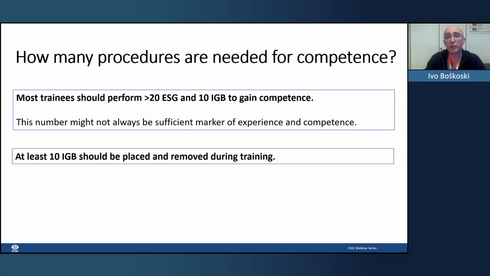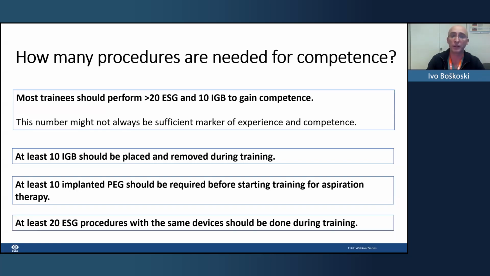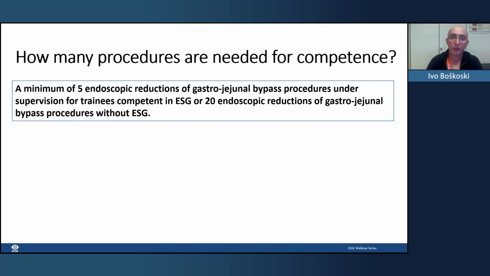So you have to place at least 10 intragastric balloons and remove them during your training. You need to implant at least 10 aspirating devices before starting the treatment with aspiration therapy or the basic PECs, and at least 20 ESG procedures with the same device should be done during the training. So if you switch from one device to another, these numbers don't count.